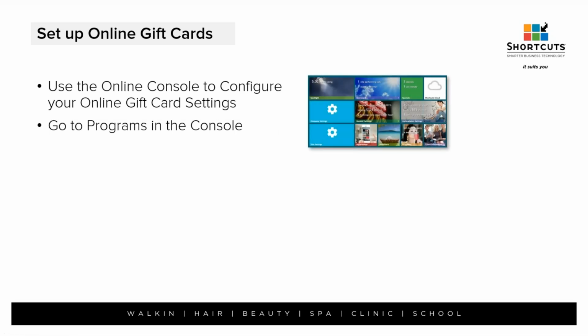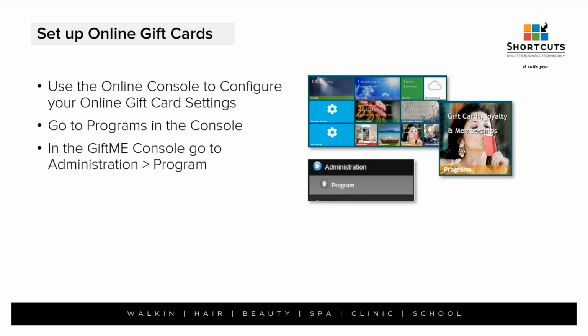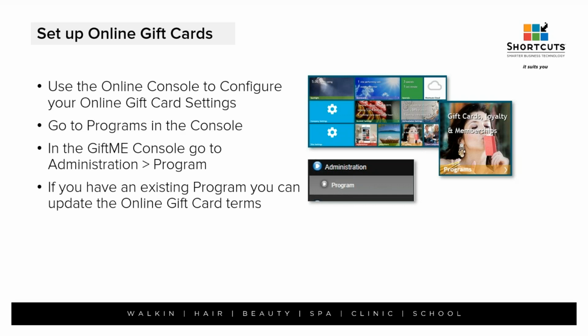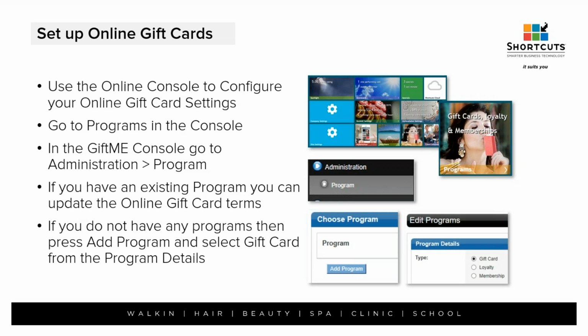So in the online console, there is actually a button that says Programs. You may never have used it. You might not have access to it. It usually depends on which tier of service you have through Shortcuts. If you have the basic tier, tier 1, the essentials package from Shortcuts, you do not necessarily have access to loyalty or to gift cards. So this is something you may have to sign either a new contract or get an upgrade for.